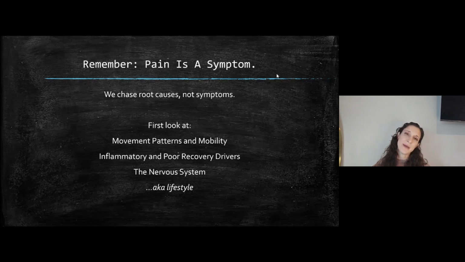Like I mentioned, pain is just a symptom. We chase the root cause, not just symptoms. So we first have to look at movement patterns, mobility. Whenever a patient comes in and they have low back pain, what are you doing all day? What does your day look like? Walk me through that. What are your inflammatory and recovery drivers looking like? What does your diet look like? What do your hormones look like? What is your age? What is your demographic? What could also be impacting your inflammation? And then, of course, the nervous system. How's your stress? Where are you holding your stress?